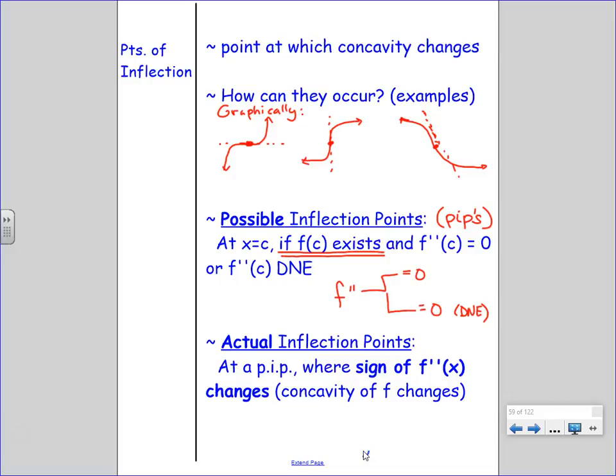But then f double prime must change signs, which shows the concavity of f changes. That's the definition of an actual inflection point. I guess we could call that AIP, but that's kind of weird and awkward and not so much fun. And if the AP is asking for an inflection point, they're not going to want you writing some little acronym. So we'll just keep it an inflection point. They won't say actual. That's for us to realize. An inflection point, not a possible, an actual inflection point. The sign has to change as well.